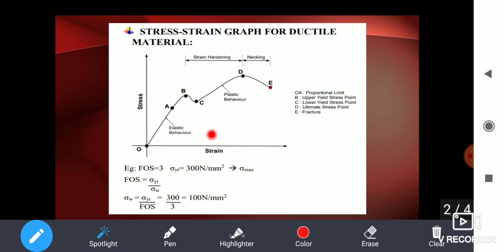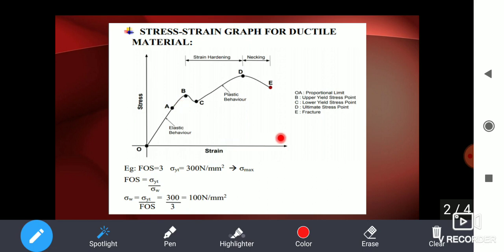Also, the point C is called the lower yield stress point. The strain will be more at point C when compared to point B. So the strain value will be greater at point C when compared to point B.